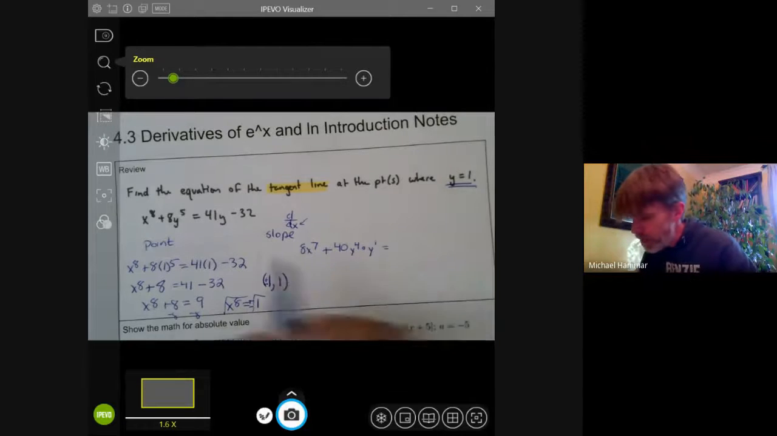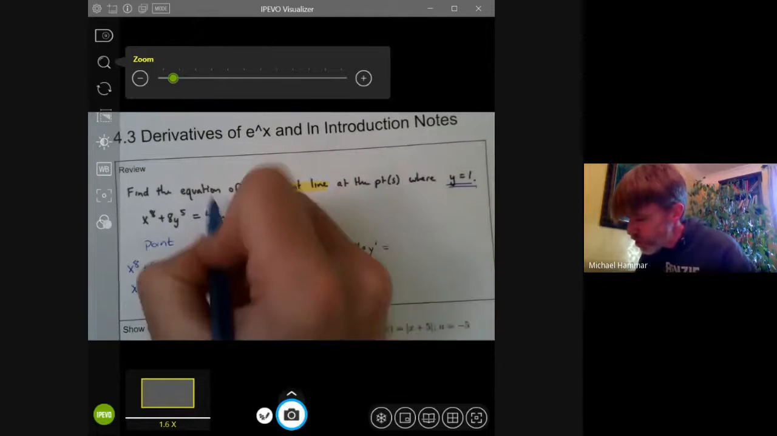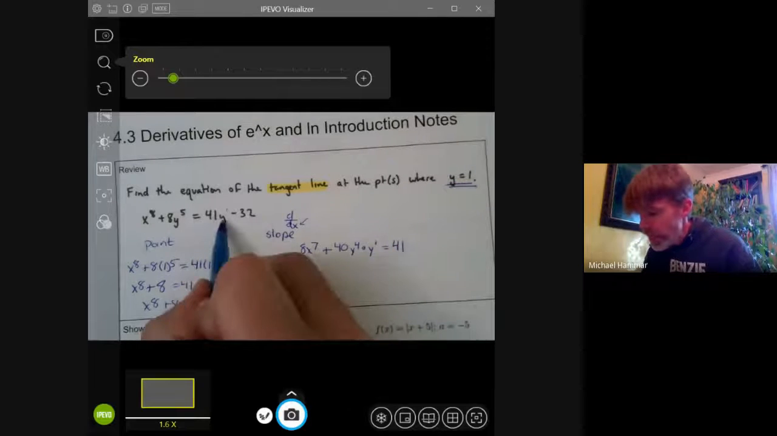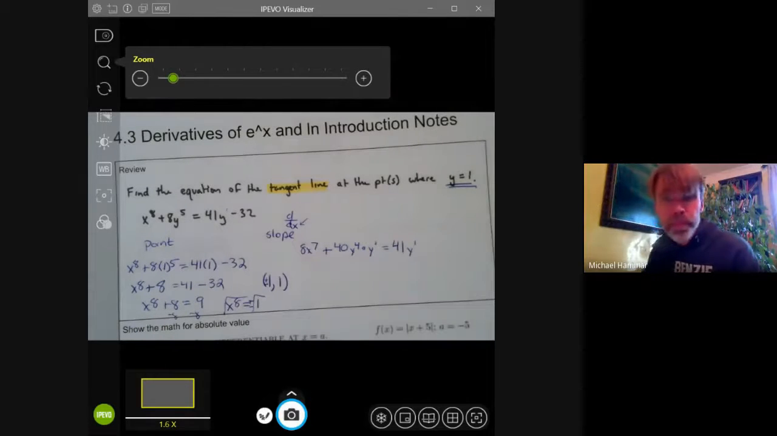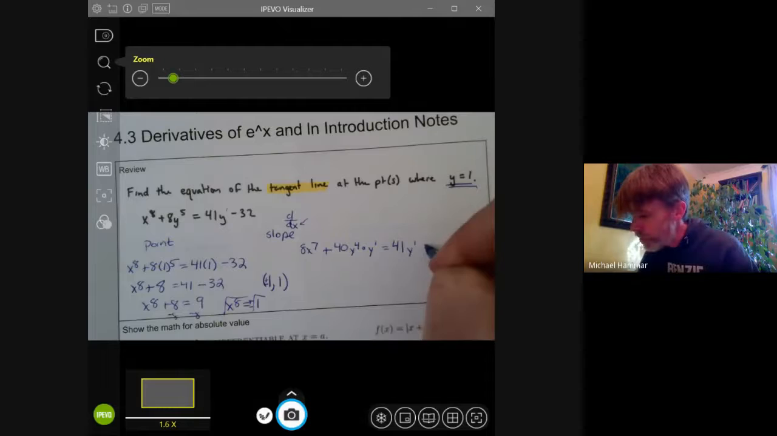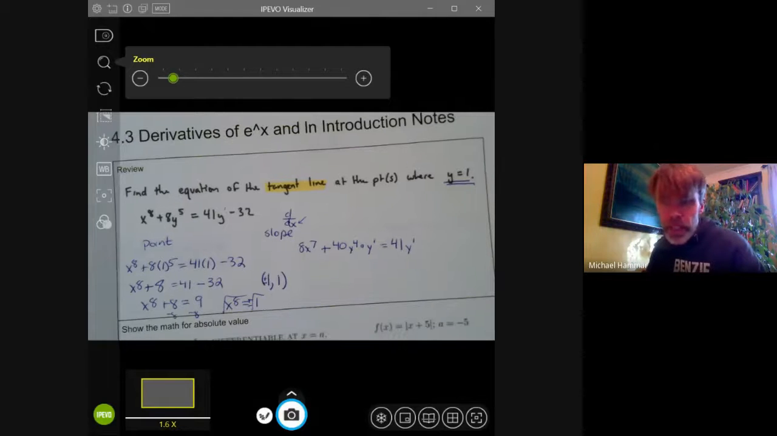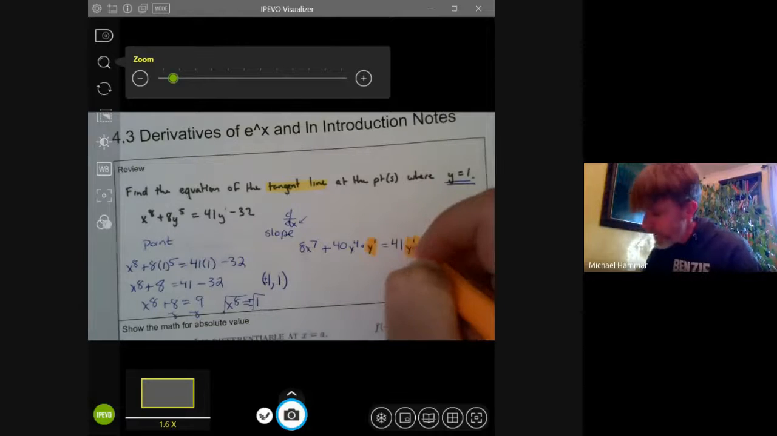Then I'm going to get 41y. Again, this is implicit differentiation. So you multiply 41 times 1, so you get 41. And then you still have to take the derivative of y, so that's going to be times y prime. And then, of course, minus 32, the derivative of that is 0. So this is now the formula that we have. Now remember, I'm trying to find the slope. So the slope is actually this part. If you're trying to find the slope, the y prime represents that slope for us.